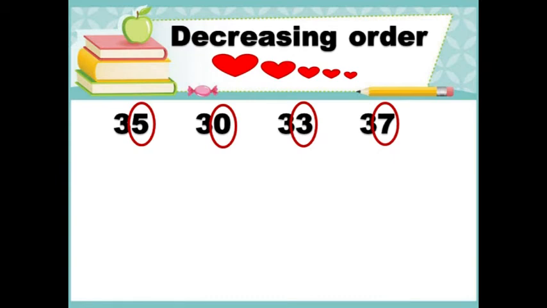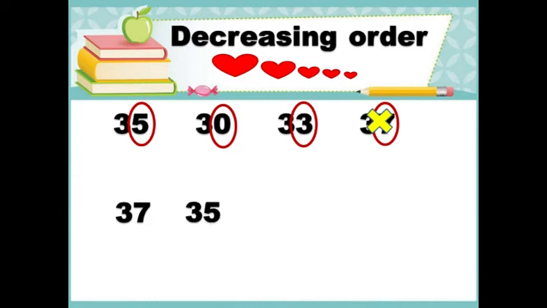So which among the four is the biggest number? Is it 5, 0, 3, or 7? Okay, the biggest among the four is number 7. So we are going to write first this 37. Next, we have the 35, 30, and 33. 3, 0, and 5. Which among the three is the biggest? The number 5. Very good.